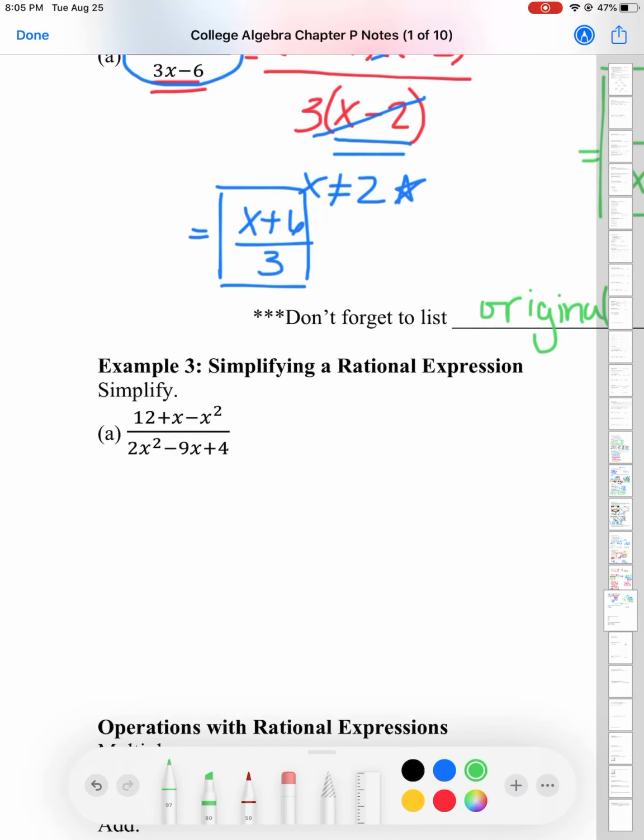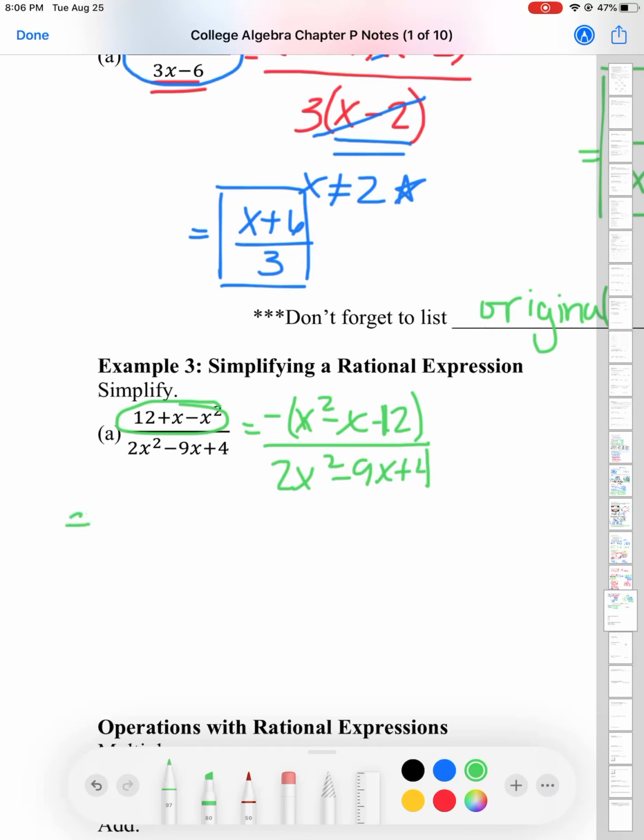All right, let's do some that are a tad bit harder. For part A, I'm going to pull a negative out of the numerator and flip this around. If I pull a negative out, I would get x squared minus x minus 12. And then in the bottom, I still have 2x squared minus 9x plus 4.